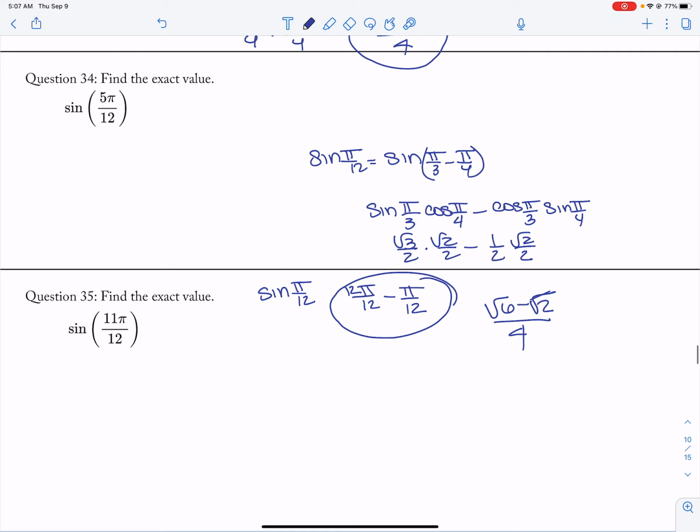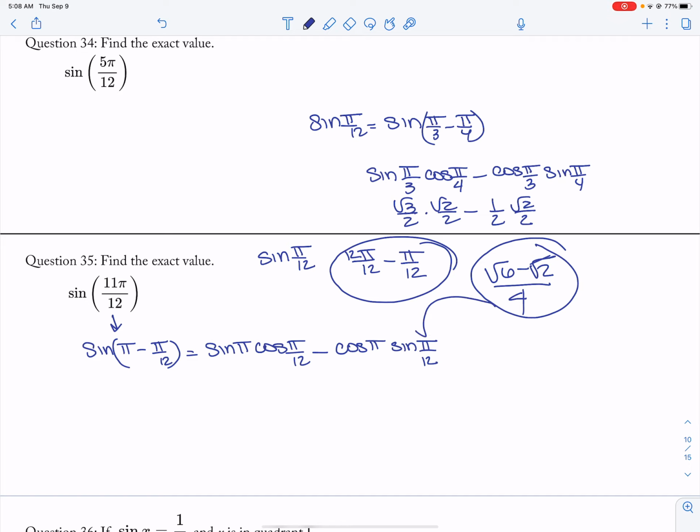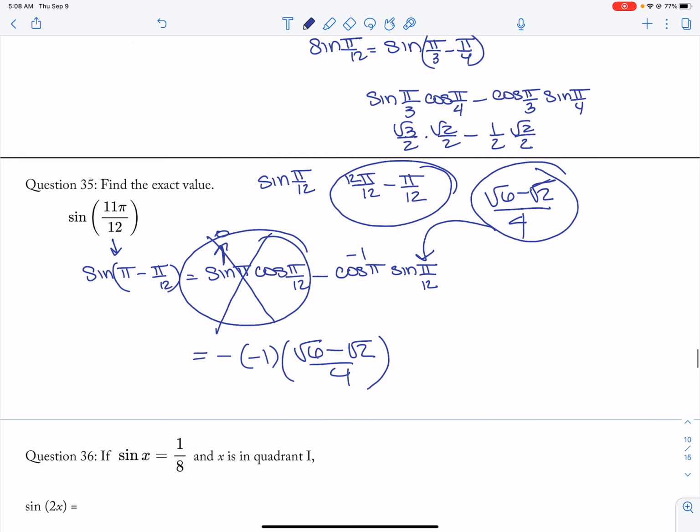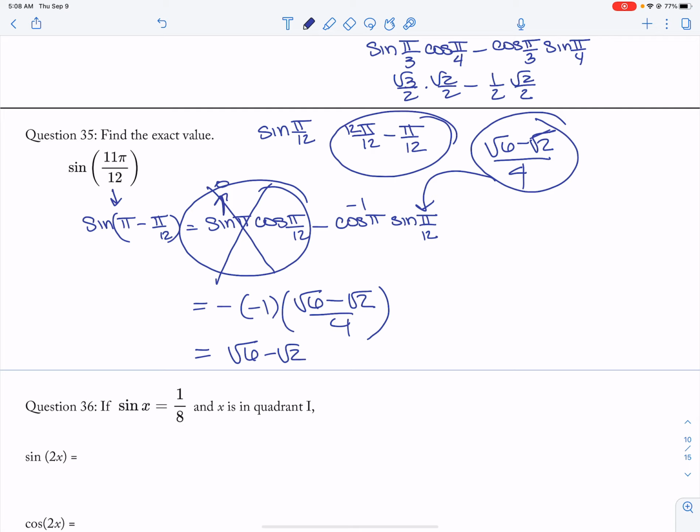What makes this nice is that this would have been sine of pi minus pi over 12. So this would have been the sine of pi cosine of pi over 12, which I have already. And then plus, nope, minus, just kidding. Cosine of pi sine of pi over 12. Okay. We know what the sine of pi over 12 is. It's here. Cosine of pi is equal to -1. And then sine of pi, though, is 0. So this entire term cancels out here. So I'm just left with a -1 and a root 6 minus root 2 all over 4. Two negatives make a positive, so then I would have just been left with root 6 minus root 2, all divided by 4. Okay? All right.